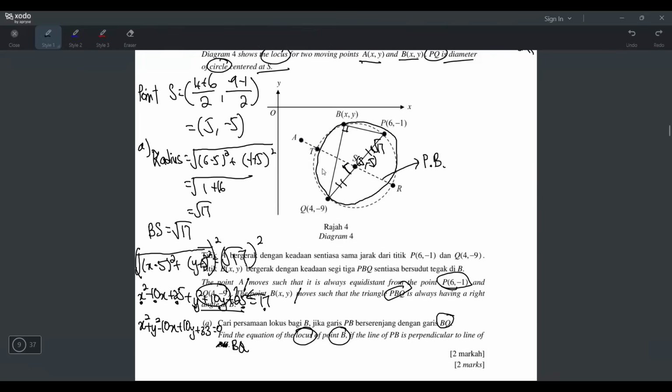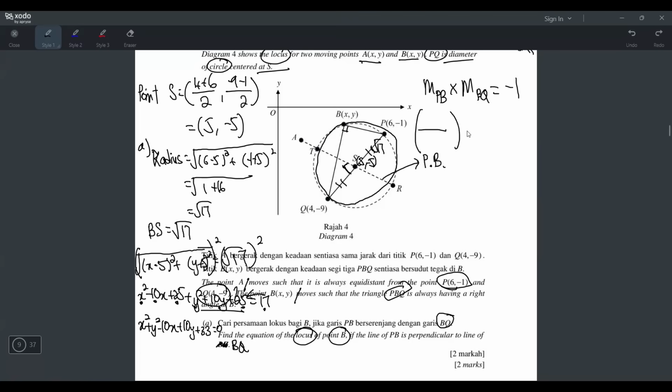Doesn't matter where you move, the gradient of PB and BQ will always be 90 degrees. Doesn't matter where the location of B is, as long as it's around the circle, the triangle PBQ will always be 90 degrees at B, right? So that means the gradient of PB times the gradient of BQ will always be -1. Doesn't matter where the point B is, in the side of the circle. Understand, right? So these two lines must always be perpendicular. That's why you can use the formula m1 times m2 equals -1.